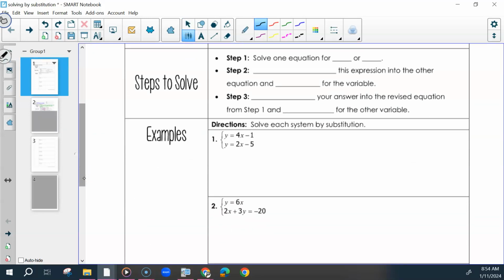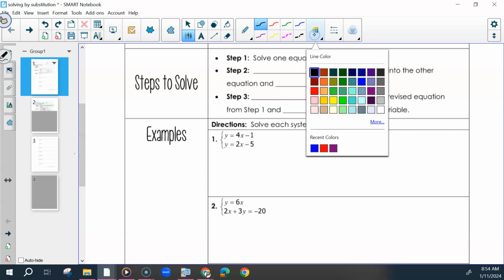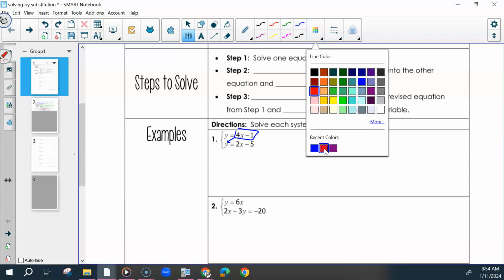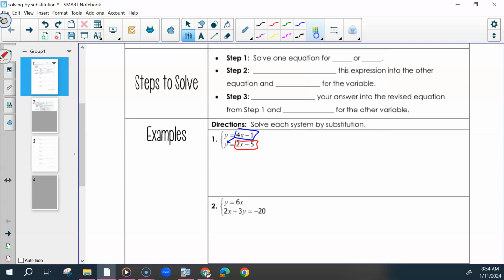Part 1, both of these are already solved for y. So we don't need to do that part. It's already done for us. So then we're going to take one of these equations. You don't have to draw this part. So I can take this first expression and substitute it into the second equation where y is. Or I can take the second expression and substitute that where the first y is. Again, you don't need to draw that. You can if you want.